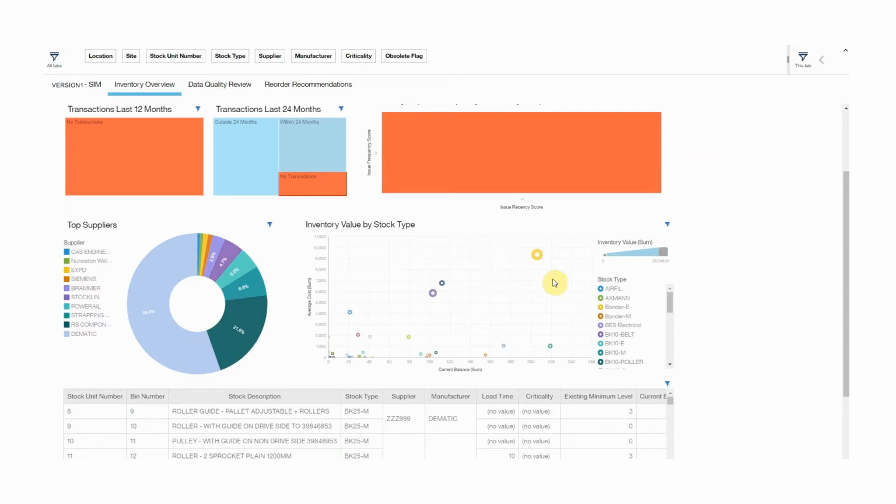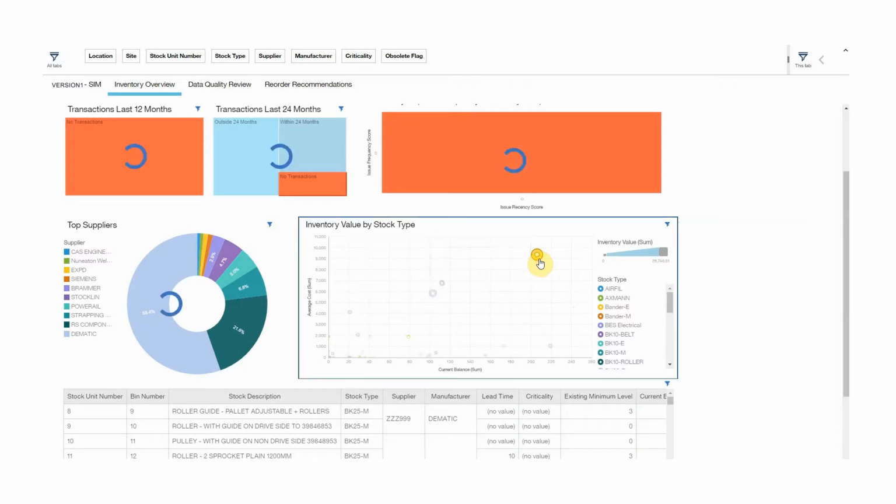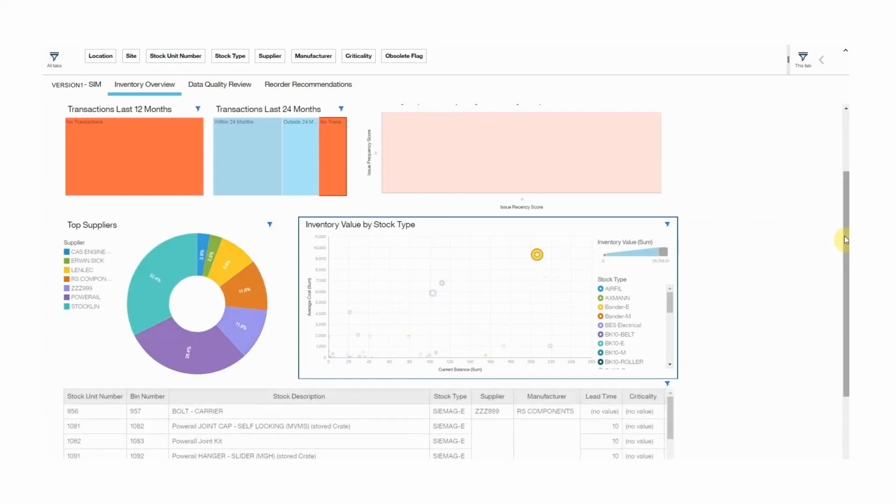In this way, for example, we can highlight what types of stock items are contributing the most to our inventory value that is, again, not being issued over the last 24 months. A precise list of these items individually is presented at the bottom of the page.